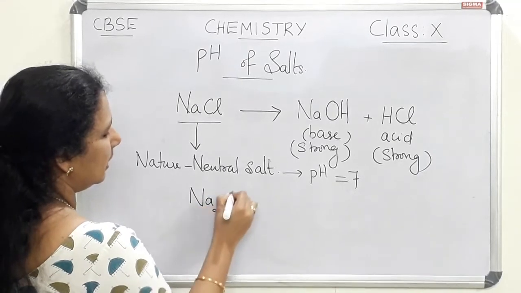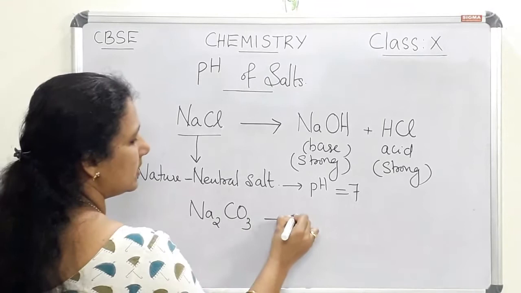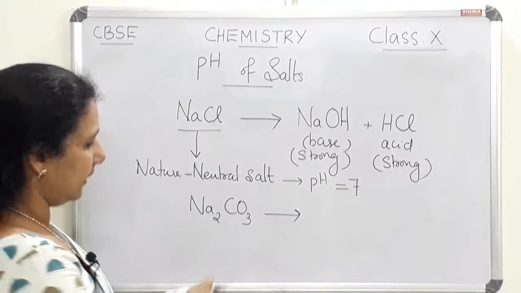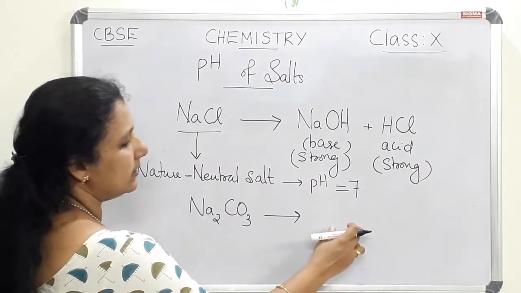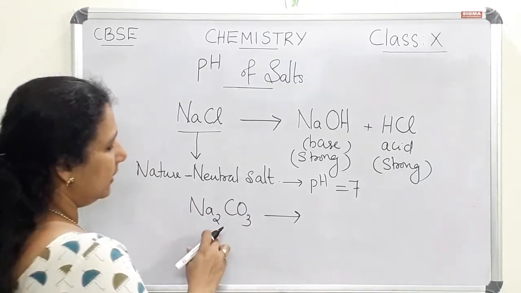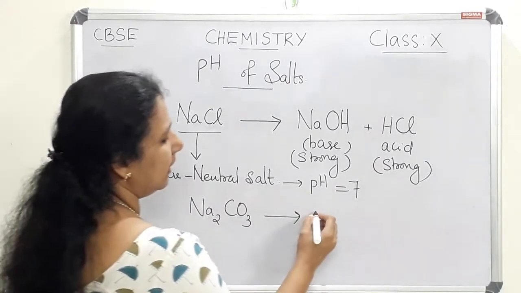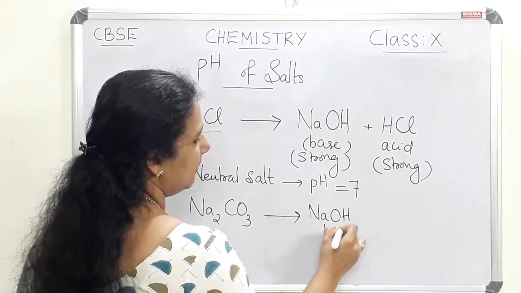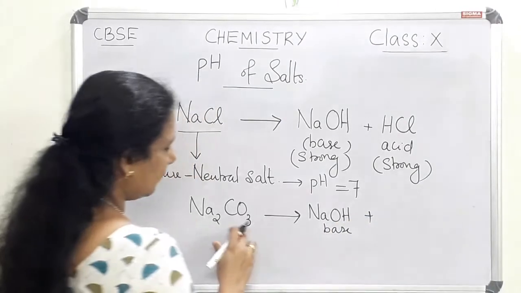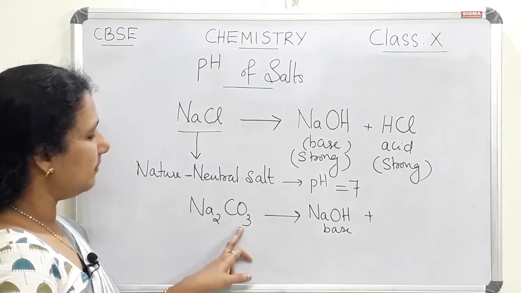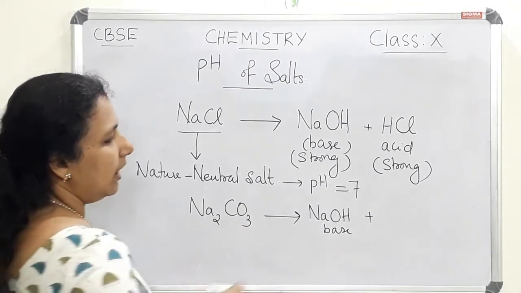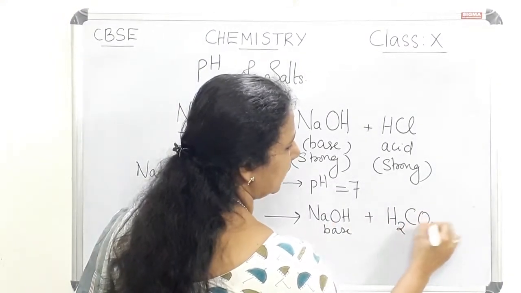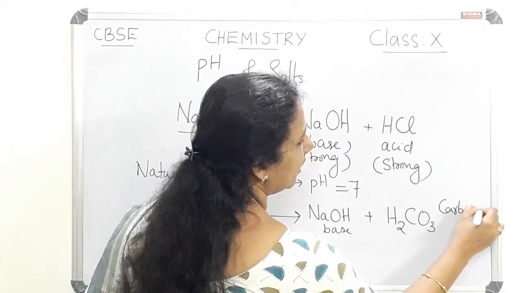sodium carbonate, Na2CO3. So this is another salt. From this formula, we can easily find out the base and the acid from which the salt is formed. Here sodium, that is the metal part, gives sodium hydroxide, again the base, and the second, negative part is carbonate, and we can write carbonic acid, that is H2CO3.